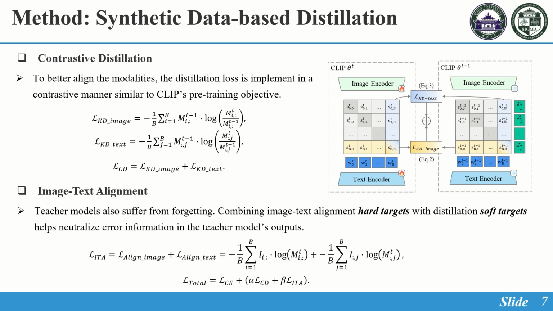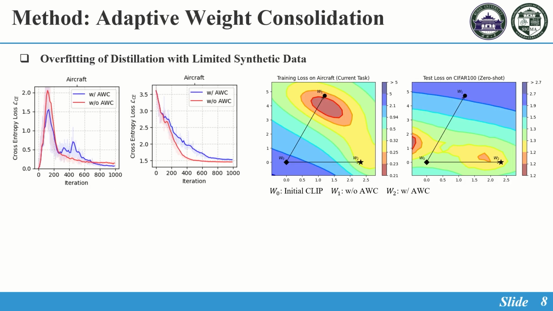Note that the distillation teacher model is also a historical snapshot of the continual learning model and is therefore subject to forgetting. To address this issue, we introduce an image-text alignment loss as a hard target to neutralize the misinformation in the teacher model output. The image-text alignment loss aligns the output of the current model with the identity matrix to ensure reliable memory retention.